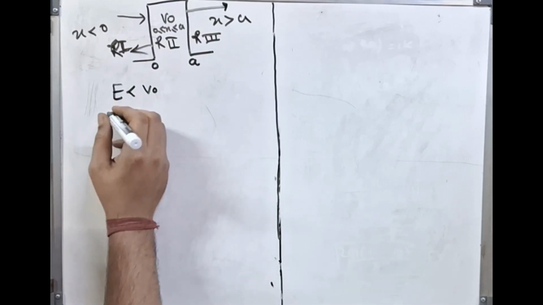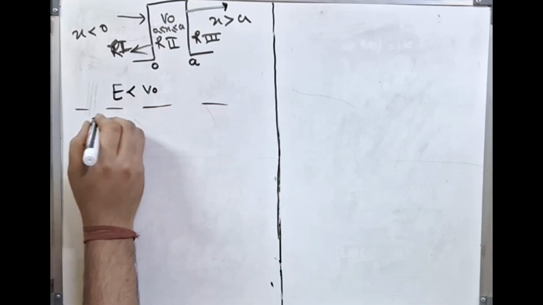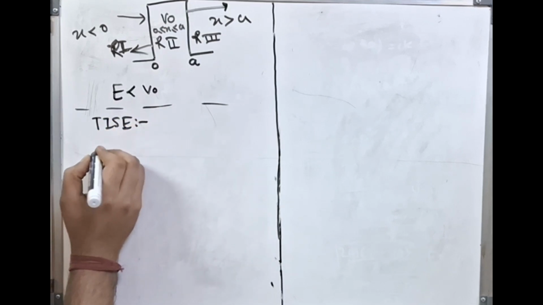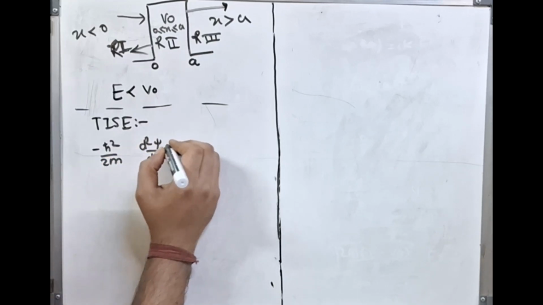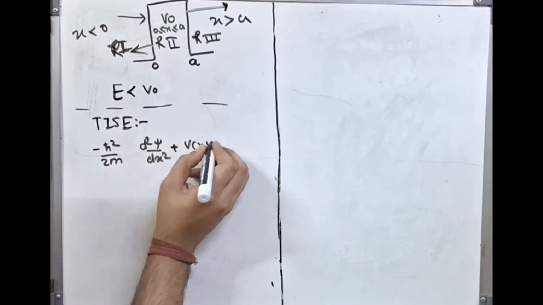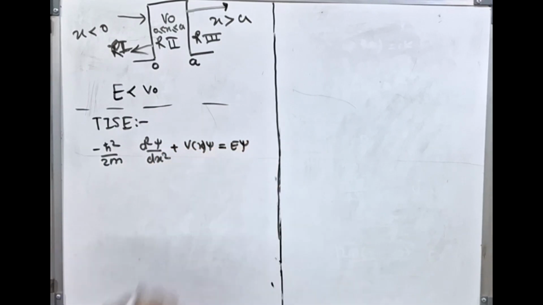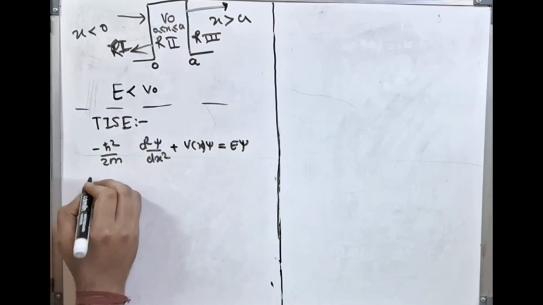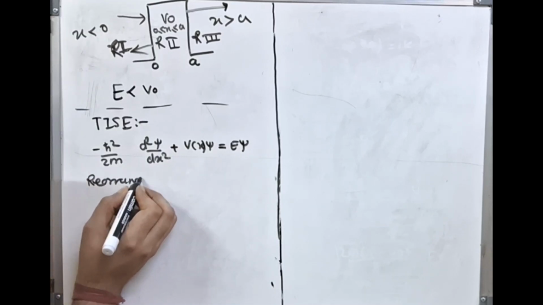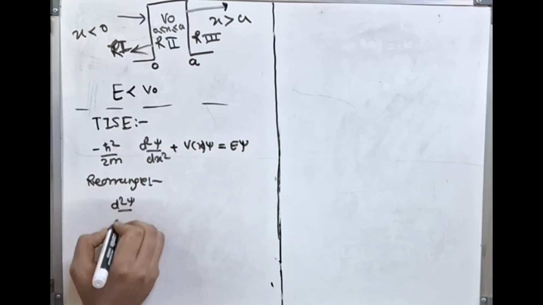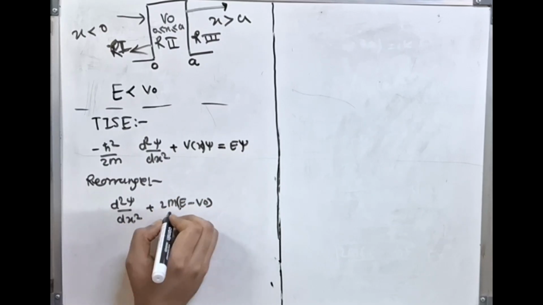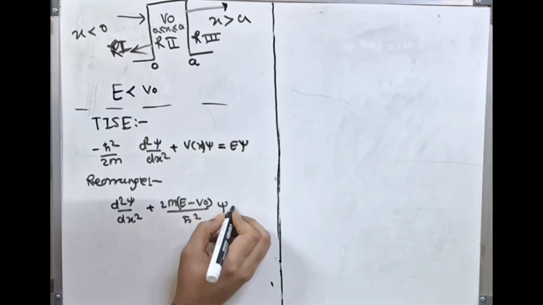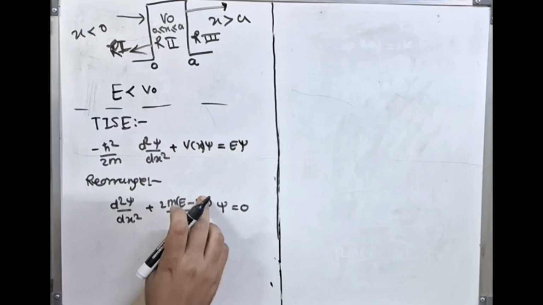So we start with the time independent Schrödinger's equation, which is basically given by minus h cut square by 2m d square psi by dx square plus V of x psi is equal to E psi. Now we rearrange this equation: d square psi by dx square plus 2m(E minus V) by h cut square psi is equal to 0. Let's just consider this as V and not V naught.